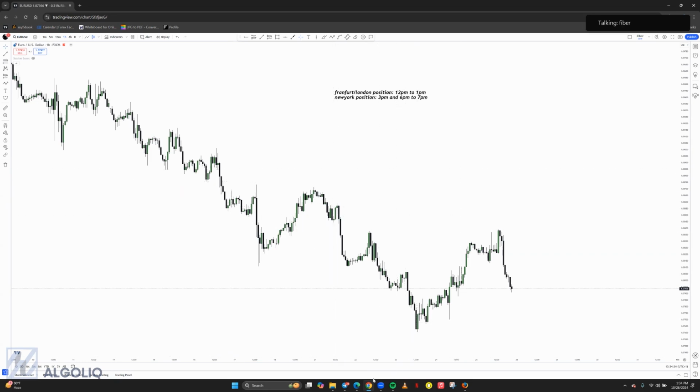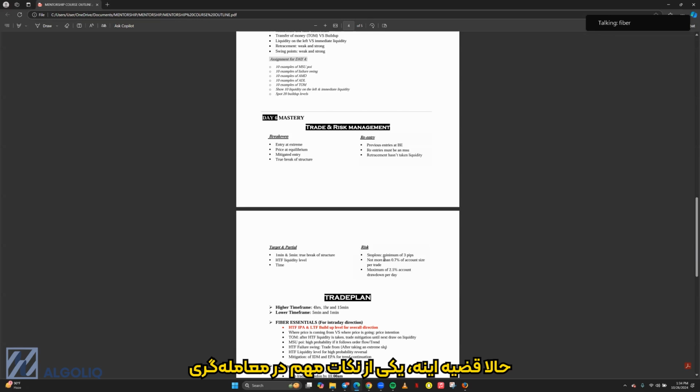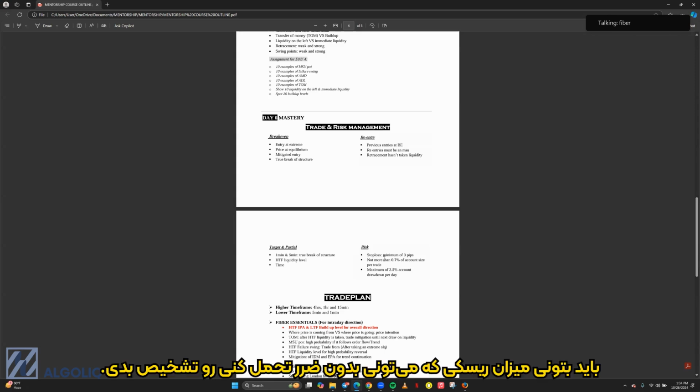All right. So the next thing we're talking about is risk. One thing about trading is you need to understand your risk appetite. You need to be able to know what you can accommodate in terms of risk, the amount of risk that you can take that won't hurt you.